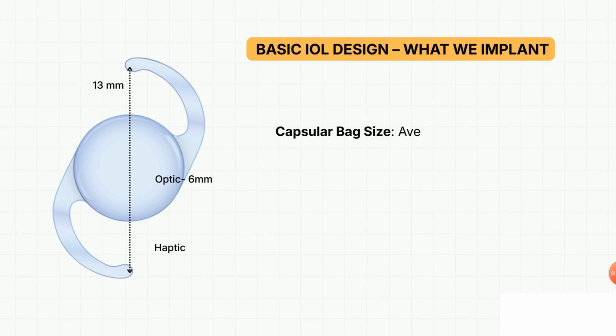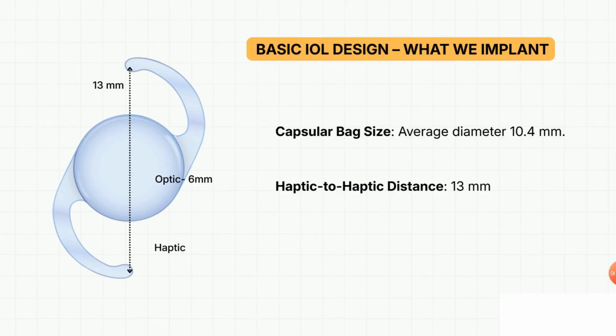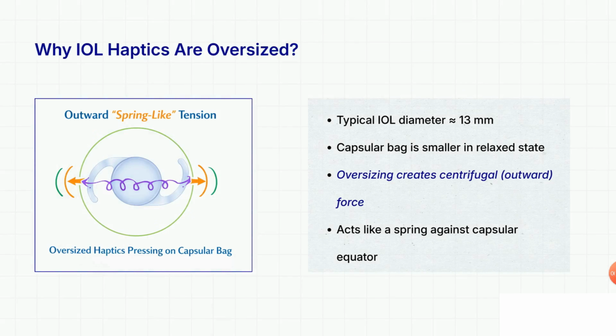The average capsular bag diameter is about 10.4 millimeters. The haptic to haptic diameter of most IOLs is about 13 millimeters, intentionally oversized. This intentional oversizing causes the haptics to behave like springs, exerting outward centrifugal force against the equator of the capsular bag. This outward tension is what keeps the optic well centered along the visual axis.